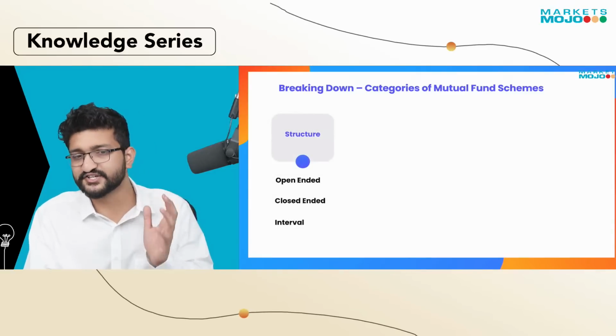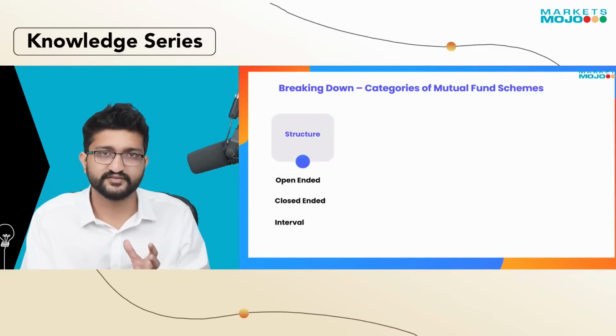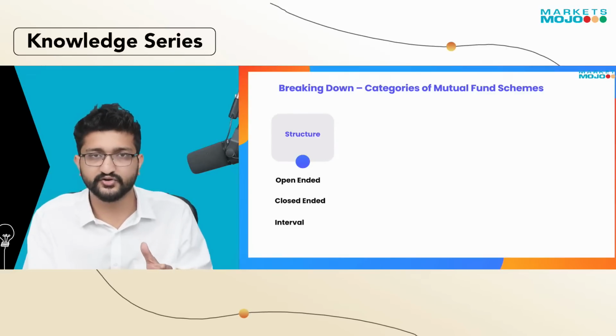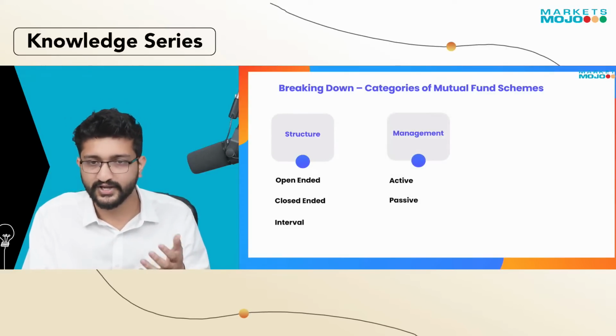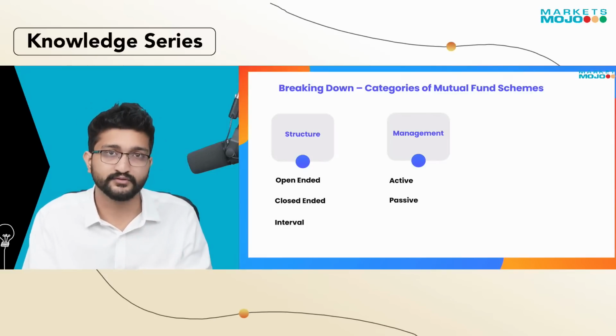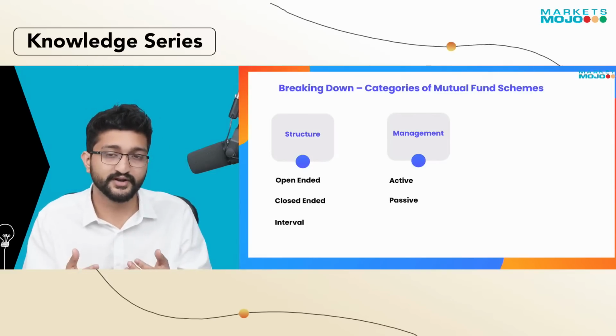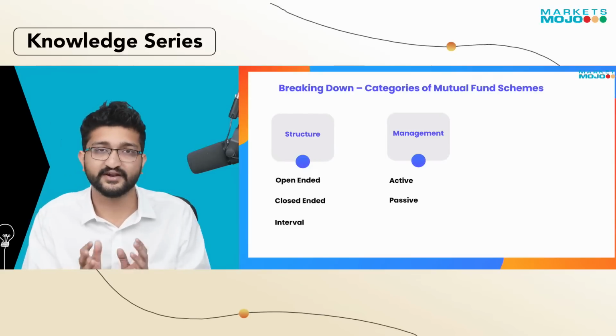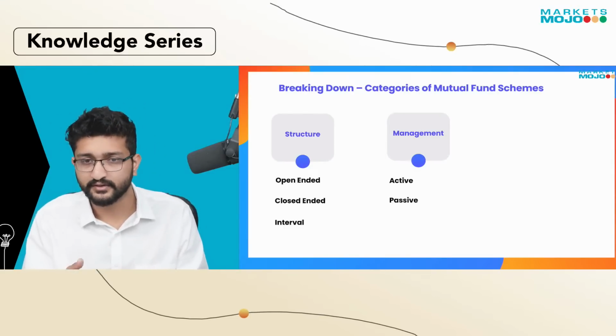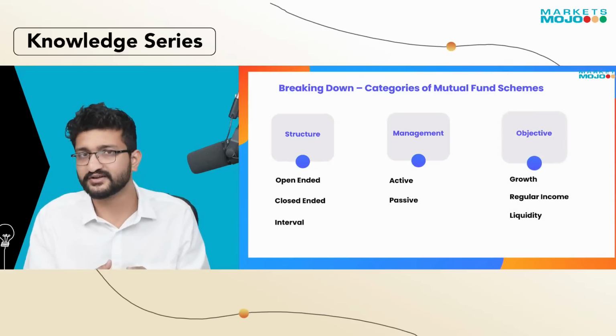You can look at the structure of the mutual fund, as in an open-ended scheme, close-ended, or an interval. What exactly is this? I'll explain in the next slide. You can look at the management. Now this is very important. Many of you don't actually understand the benefits of passive management versus active management. Which one should I put my money in? We'll cover that. And lastly, the objective.